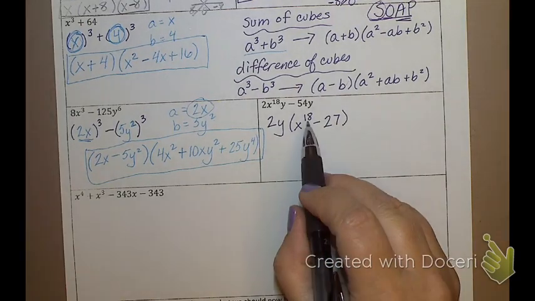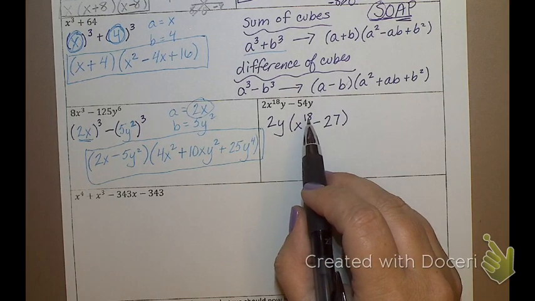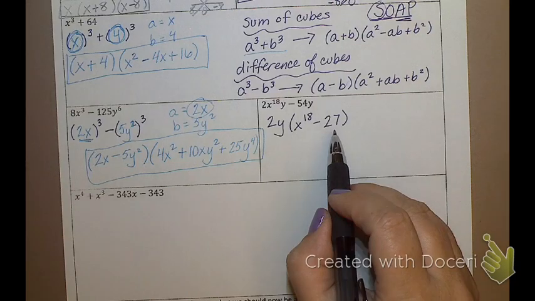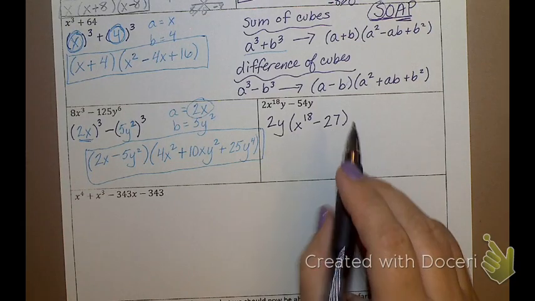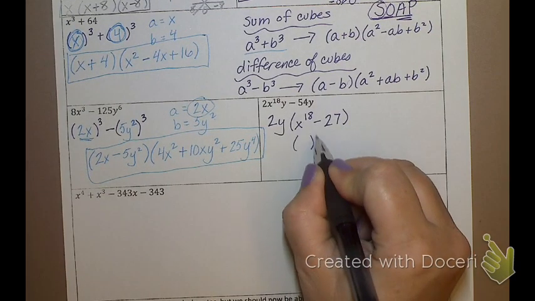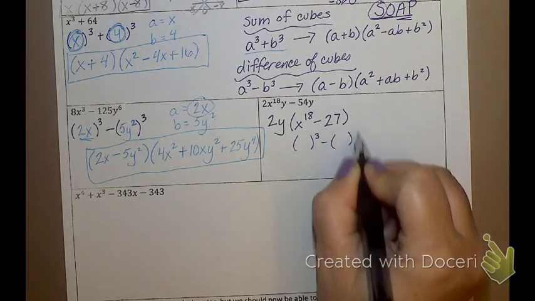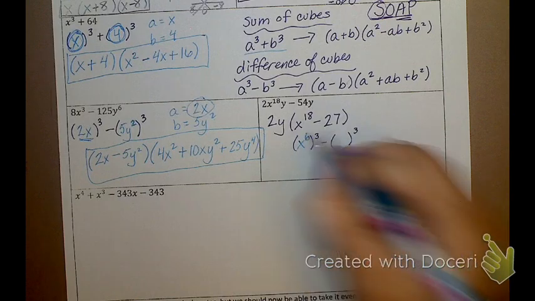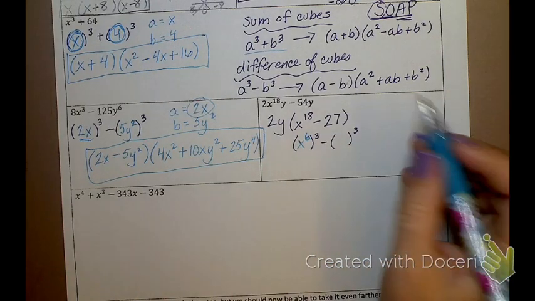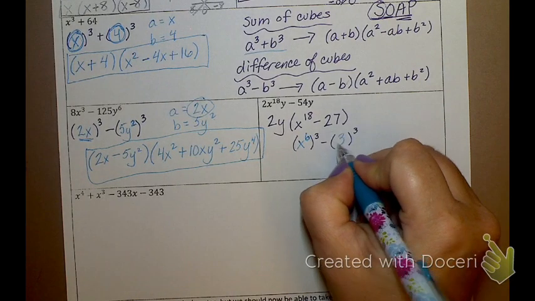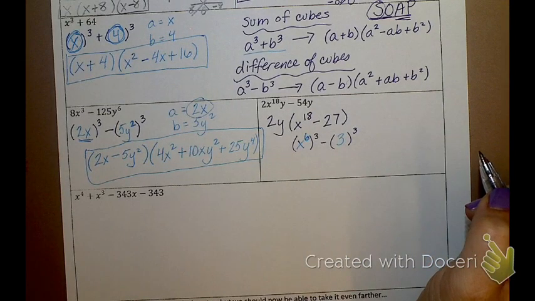Is 18 divisible by 3? Is 27 a cube number? It is a difference of cubes. So it is something to the third minus something to the third. What are those two somethings? What to the third power gives me x to the 18th? X to the 6th. And what to the third gets me 27? 3. Right? 3 to the third gets me 27.